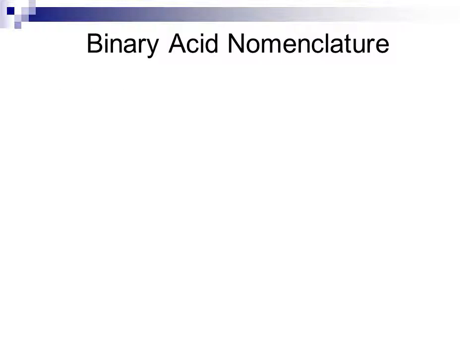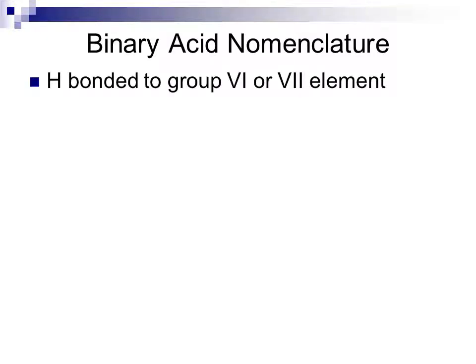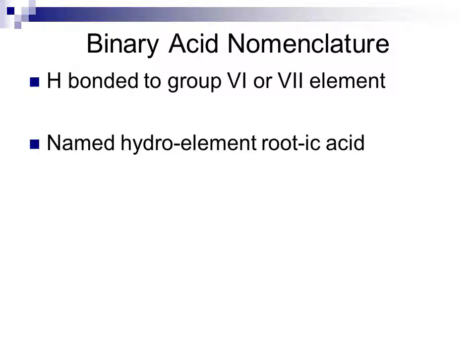So looking at binary acid nomenclature, if hydrogen is bonded to a group 6 or 7 element, excluding water, we name it as the prefix hydro, the root of the element, and then ic acid. So for instance, HCl. The root of the element is chlorine, so we're always using the anion in this case, or what would be the anion if it was ionic. So the chlorine root is chlor. We put hydro, chlor, and then ic acid, so hydrochloric acid.